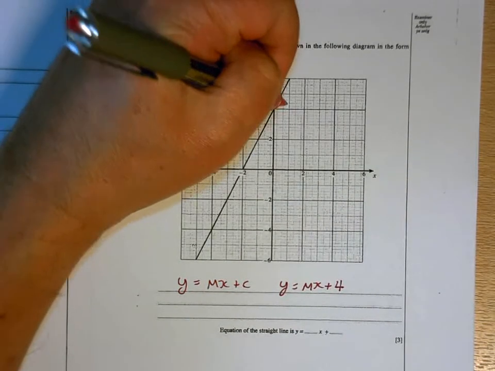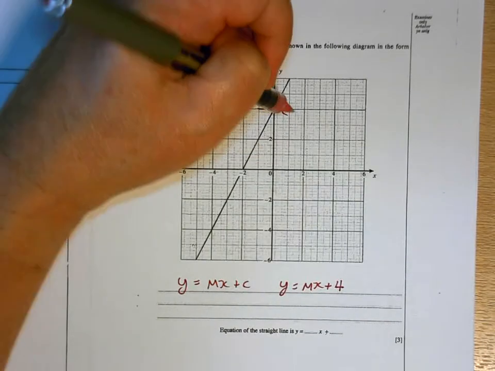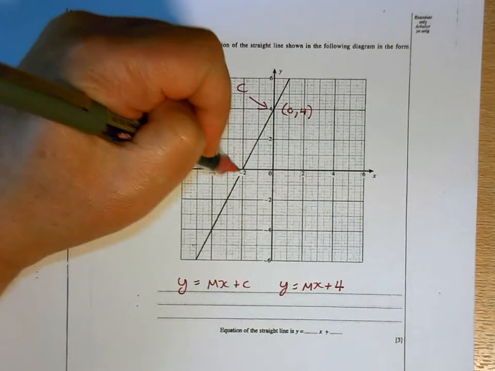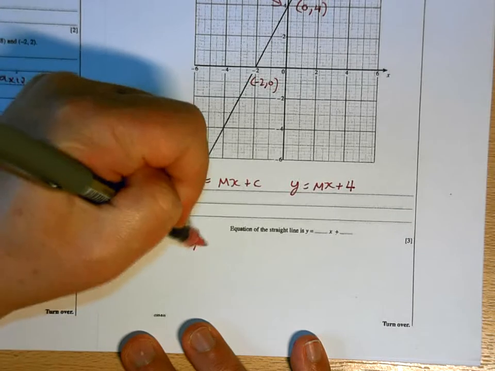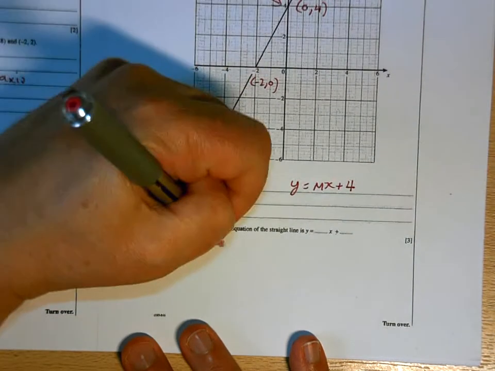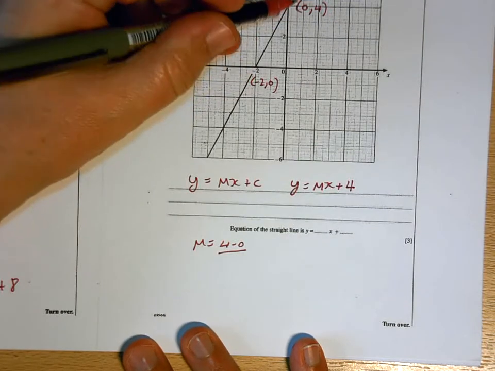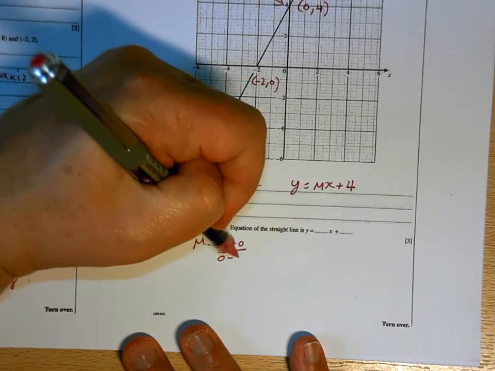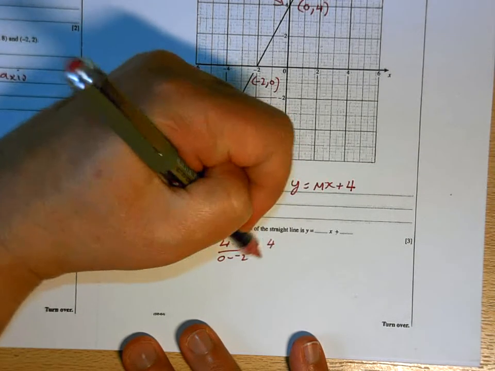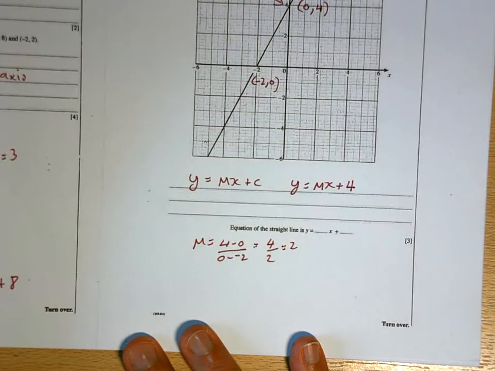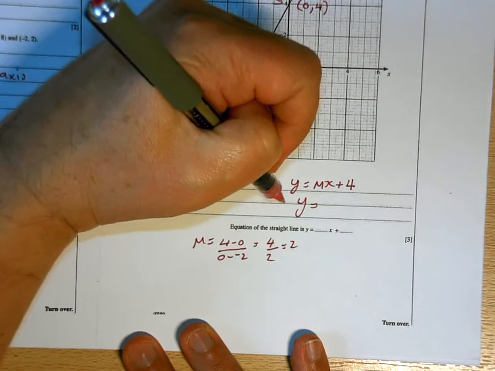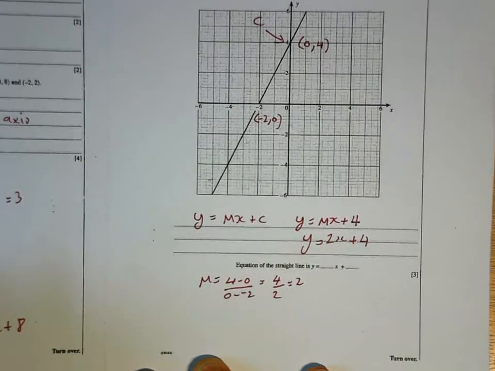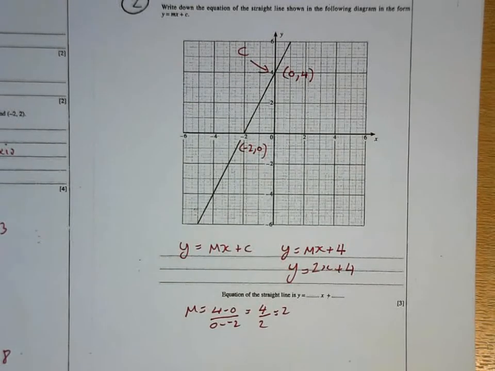So let's have a look. Here we've got the coordinate 0, 4. Here you've got the coordinate minus 2, 0. So m is the difference in the y coordinates, 4 minus 0, divided by the difference in the x coordinates, 0 take away minus 2, which is 4 over plus 2, which is 2. So y equals 2x plus 4. And again, have a look in the maths textbook and you'll find lots of practice of that sort of question.